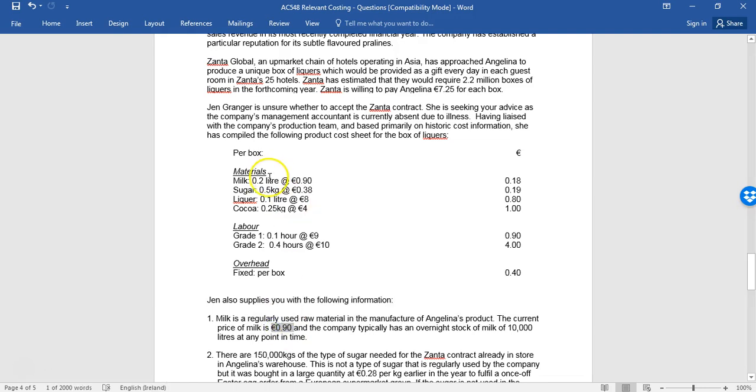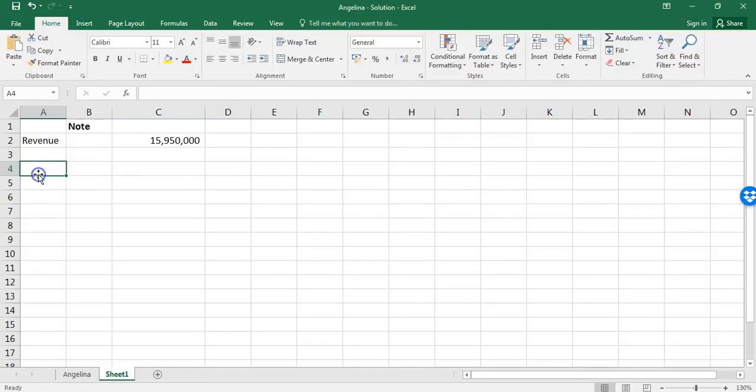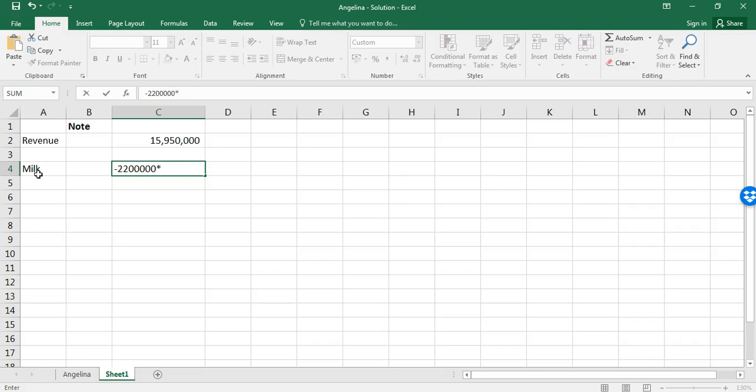So the relevant cost here is 2.2 million boxes, because we're doing it on a total basis, times 0.2, because each box takes 0.2 of a litre, times 90 cents. So the cost for milk, and I'll put it in negative terms, is 2.2 million times 0.2 litres per box times 90 cents. So 396,000 euro is the milk cost. So you see how that's 2.2 million times 0.2 times 0.9.